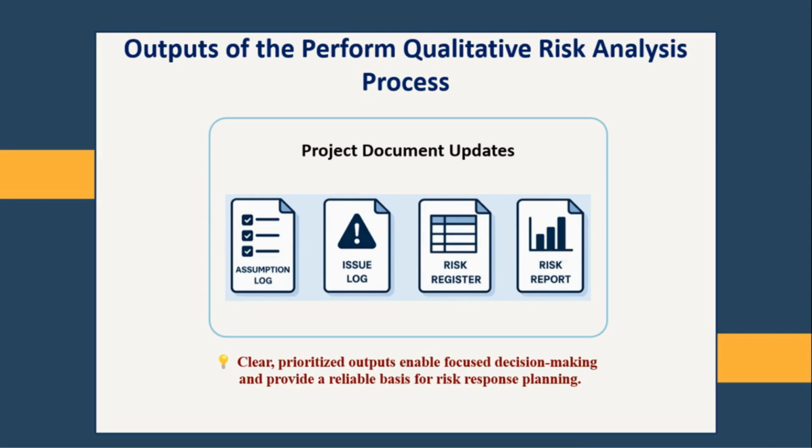Assumptions log reviewed and updated as some assumptions may increase uncertainty. Assumptions are revised or flagged for monitoring to capture hidden risks. Issue log updated if a risk has already occurred. Such risks are treated as issues, triggering corrective action rather than risk response planning. These outputs provide a structured, prioritized, and documented view of project risk, forming a strong foundation for planning risk responses.